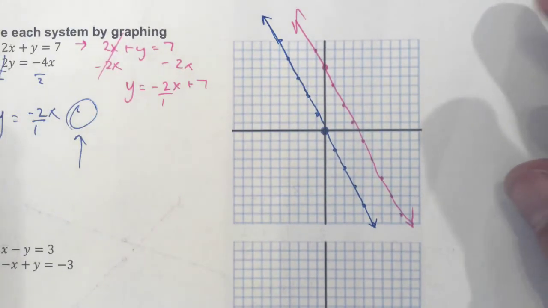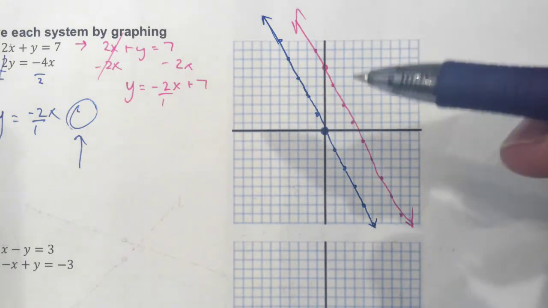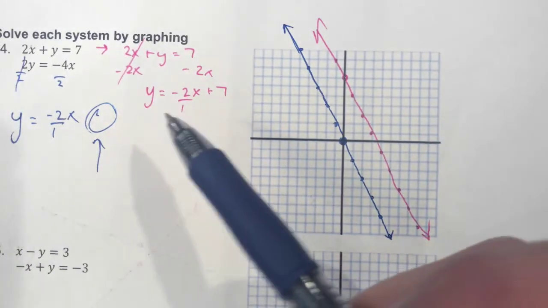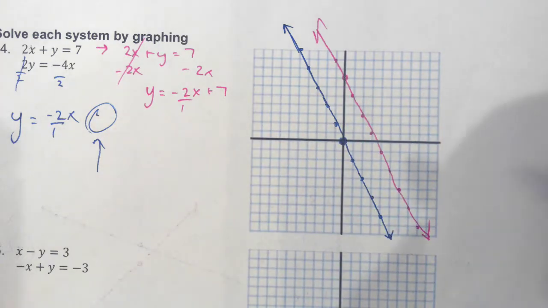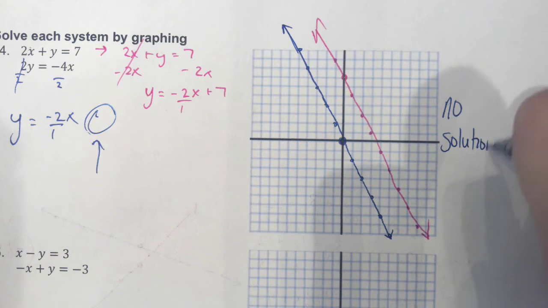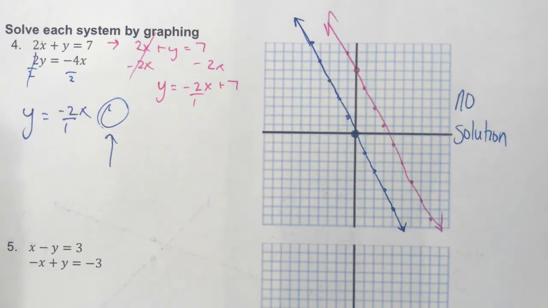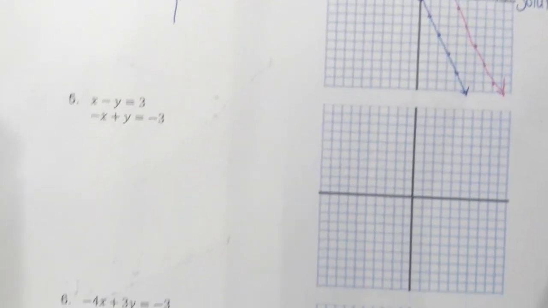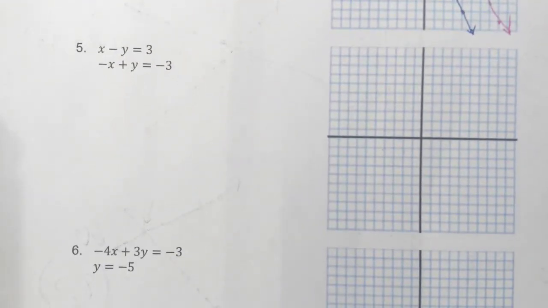They are parallel, right? They never intersect. They're going the same direction. Their slopes are the same. Their y-intercepts are different. So what does that mean again? Do you remember? No solution. If they don't intersect, there's no solution where both of them work. Okay. Number 5, let's try that one. Let's see what that one does.